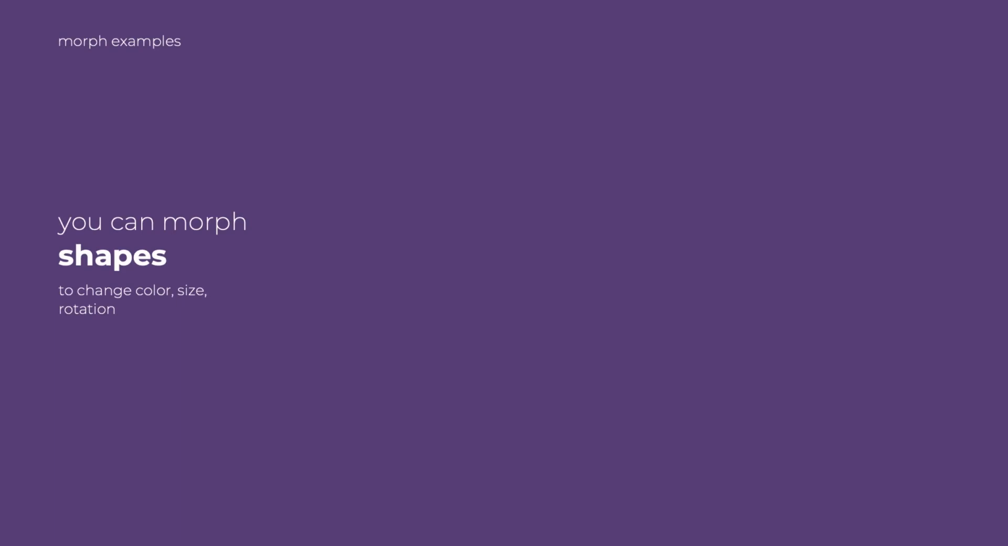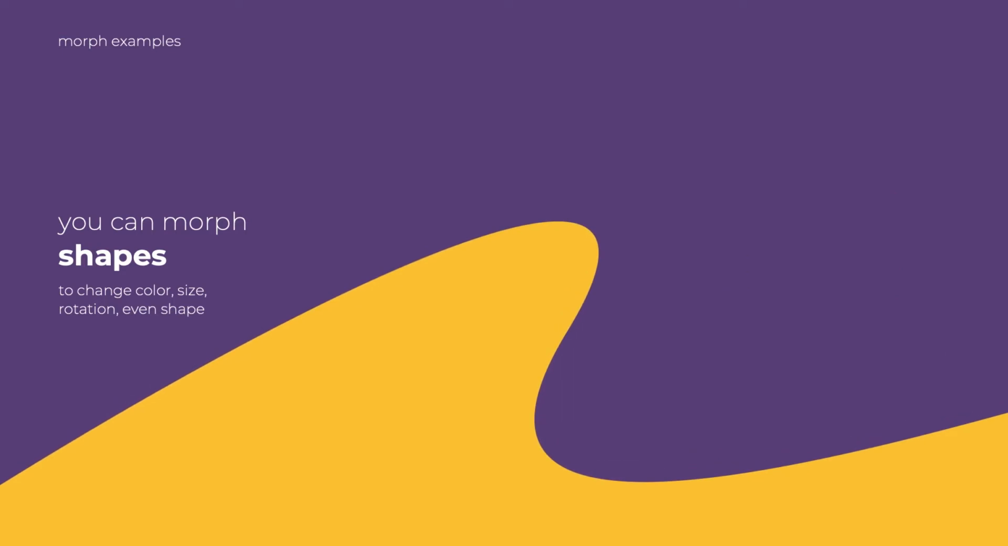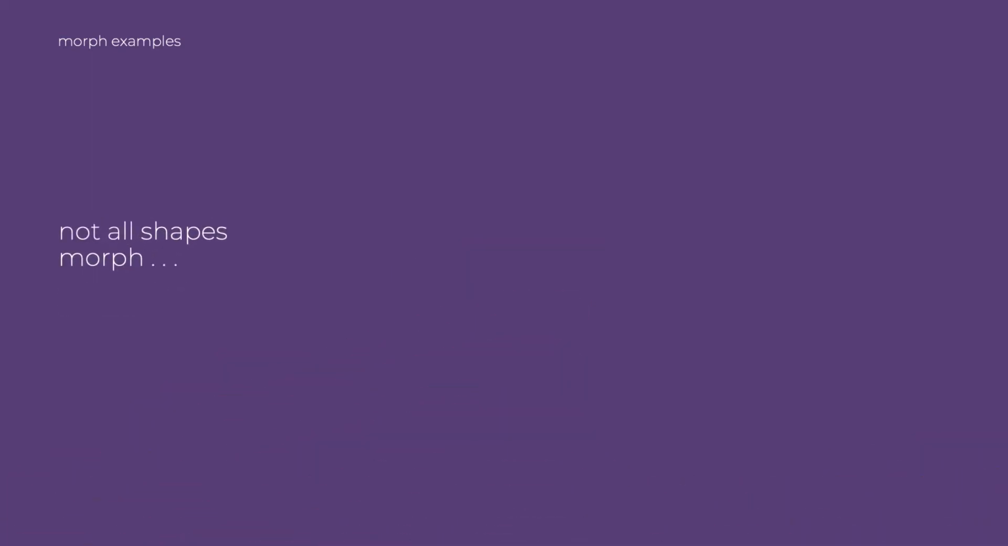Morph lets you change shapes, color, size, rotation, position, all those things that I talked about before. And it even lets you change the shape. Here I've got an ellipse that I then changed by editing the points to have a wave in it. And that just looks gorgeous. Sometimes you try to do that, it doesn't look gorgeous, but just toy with it a little, you can make it work. But not all shapes morph nice.